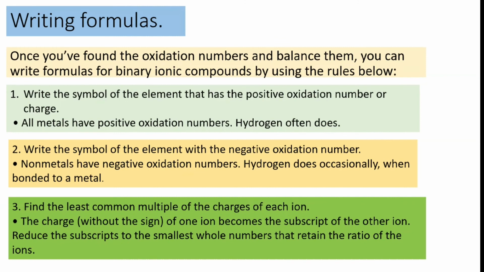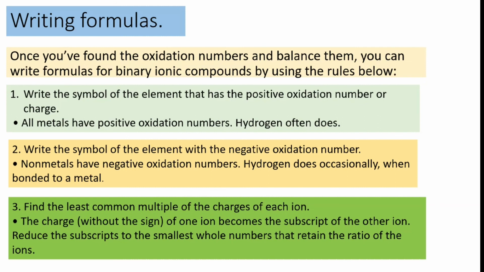So for writing formulas, as a review, once you have found the oxidation numbers and balanced them, you can write formulas for binary ionic compounds by using the rules below. 1. Write the symbol of the element that has a positive oxidation number or charge. All metals have positive oxidation numbers. Hydrogen often does. 2. Write the symbol of the element with a negative oxidation number. No metals have negative oxidation numbers. Hydrogen does occasionally when bound to a metal.